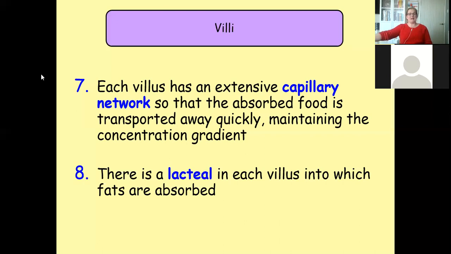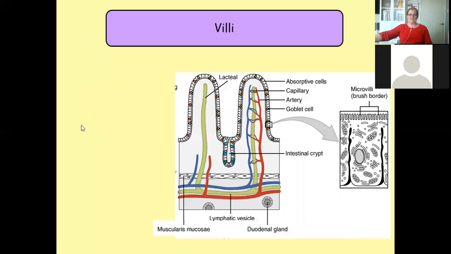We also have a lacteal in each villus, and that's where our fats are absorbed. This is the lacteal in there. The fats don't go into the blood vessels.